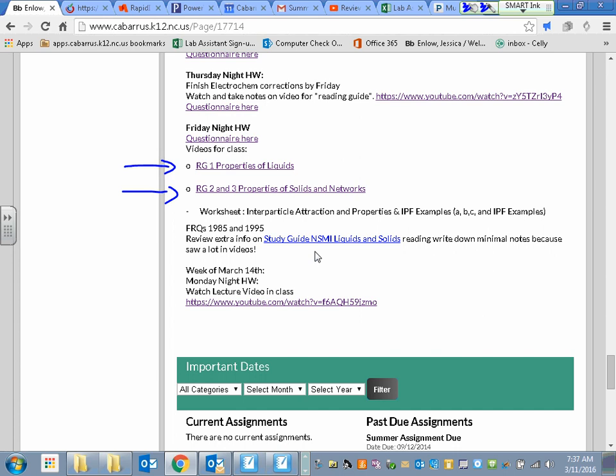So please take notes so that you don't have to take as many notes on your NSMI. But take notes where you want to, because this specifically is what I want. I want some information on the properties on the reading guides, and then that table filled in. If you want to make this on a separate sheet, that's totally fine.